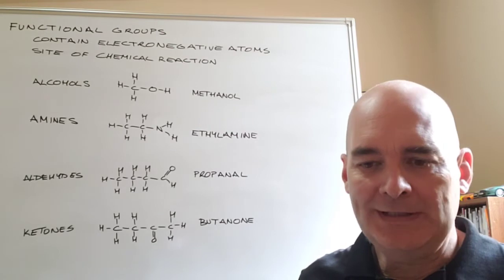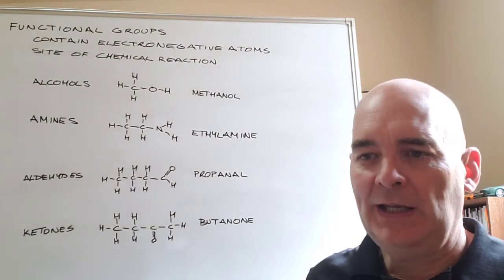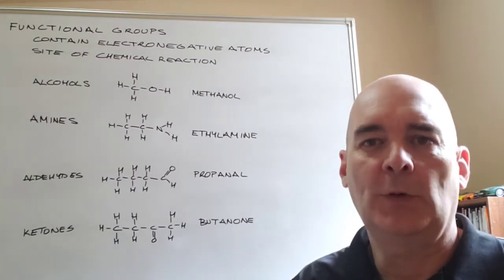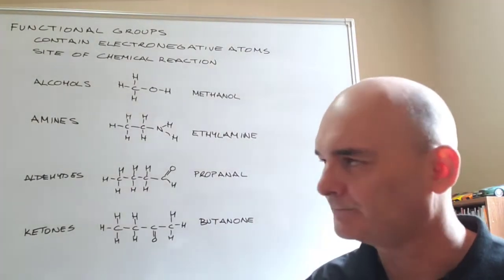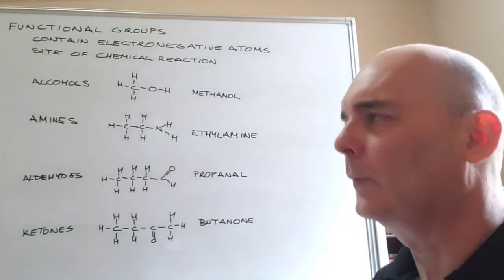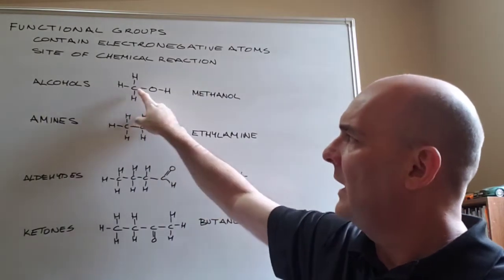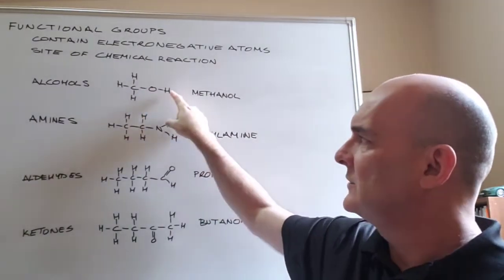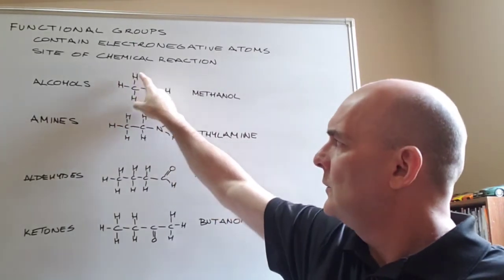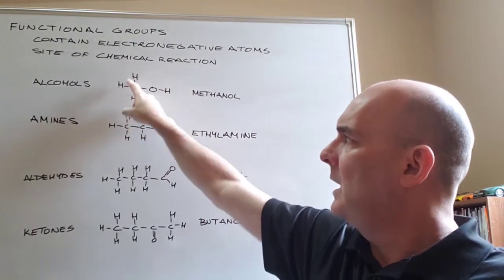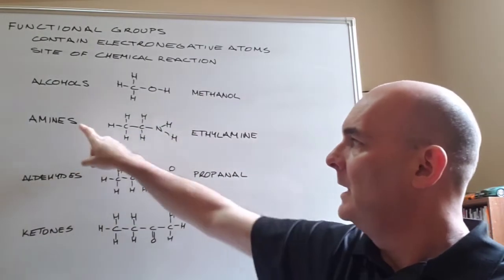Most molecules contain a functional group. A functional group contains an electronegative atom and is the site at which future reactions are going to occur inside this molecule. Let's run through a few simple ones. Alcohols. Alcohols have a carbon to oxygen to hydrogen bonding set. So this is one carbon alcohol, methanol.